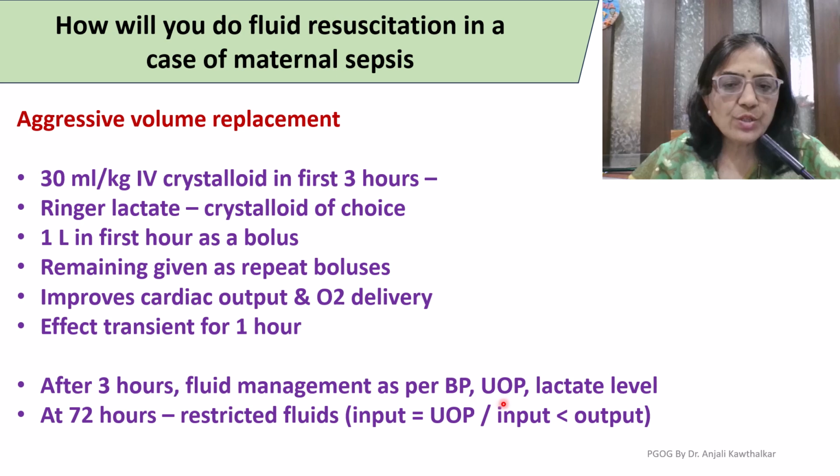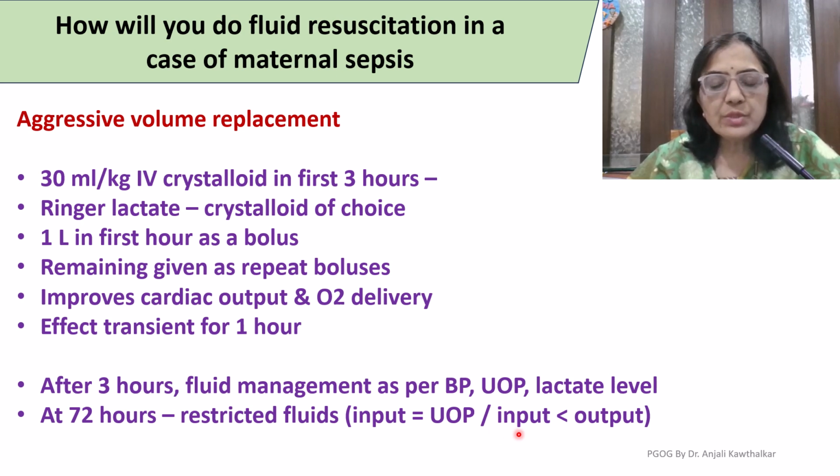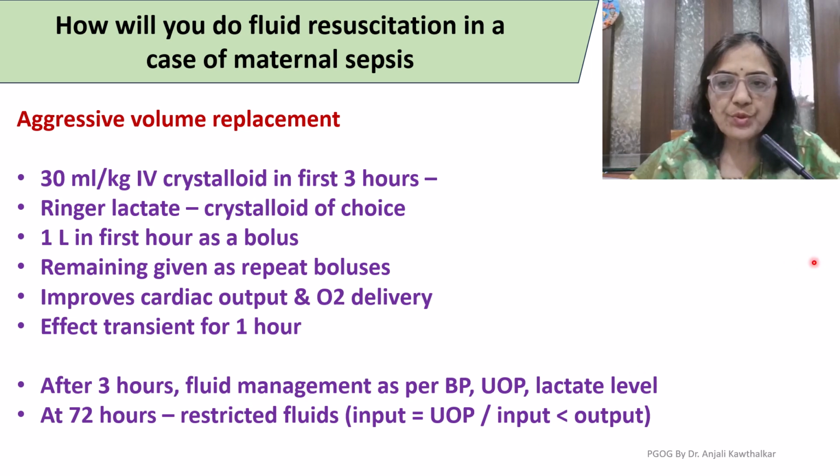done as per blood pressure, urine output, and lactate level so that there should not be under perfusion or over perfusion. By 72 hours, restricted fluids are recommended where you give input equal to urine output, or wherever you suspect that patient might go for a pulmonary edema also. In such cases input can be even slightly less as compared to urine output.